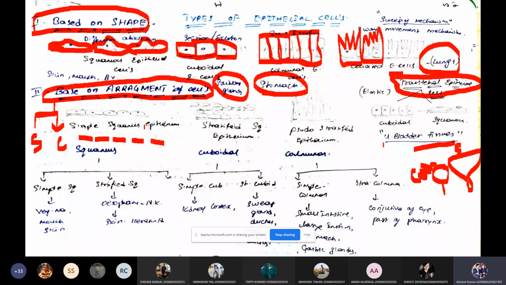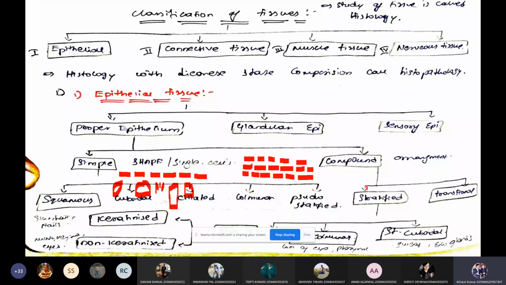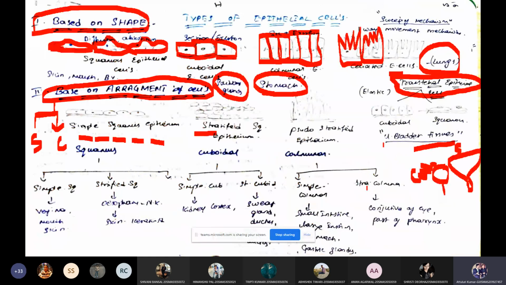Now, the second one is stratified. What is the meaning of stratified? Stratified or compound is the same, students. Keep in mind, more than a single layer is called stratified in medical terminology. Previously, I said compound here. Compound can also be stated as stratified. More than a single layer of cells can be stated as stratified tissue.